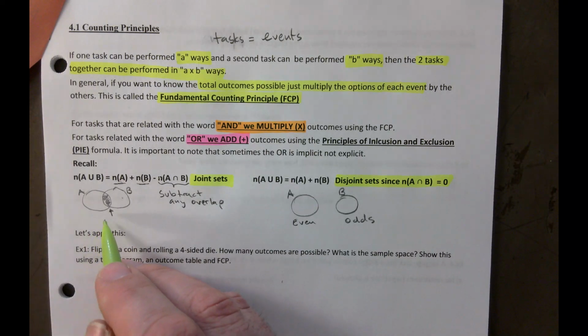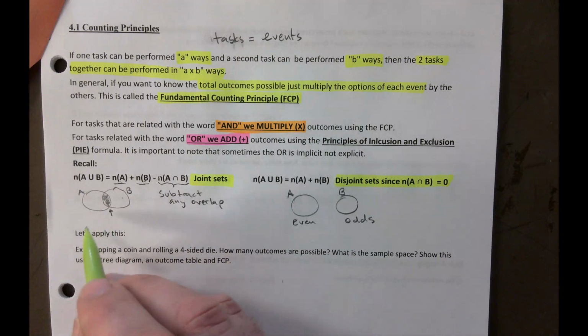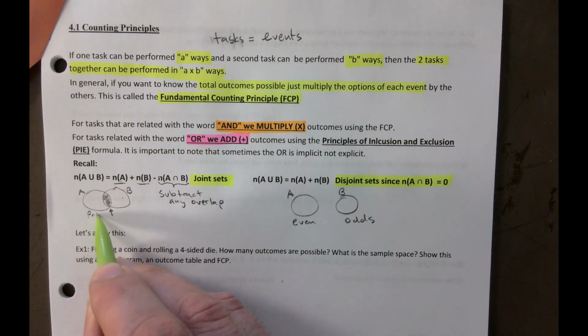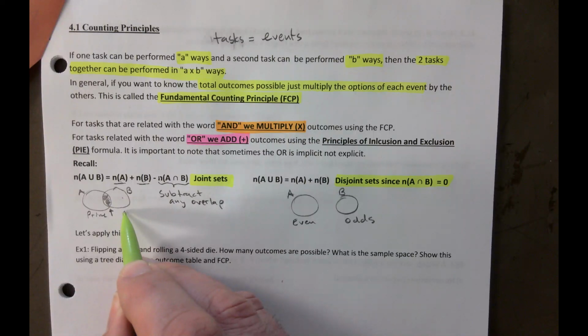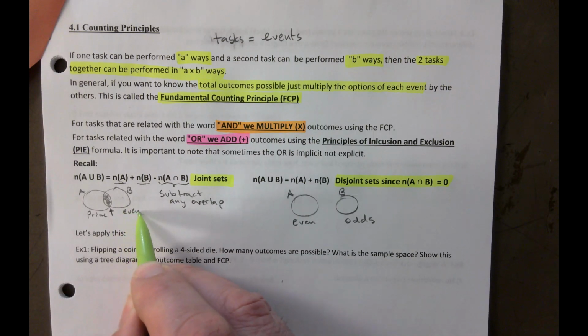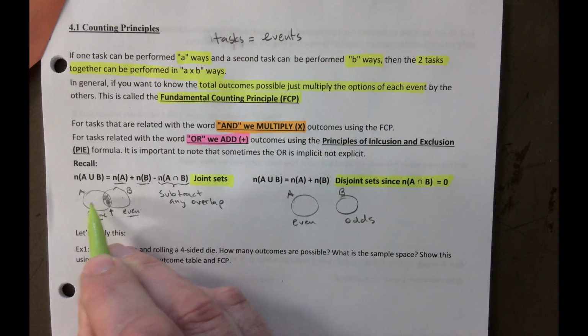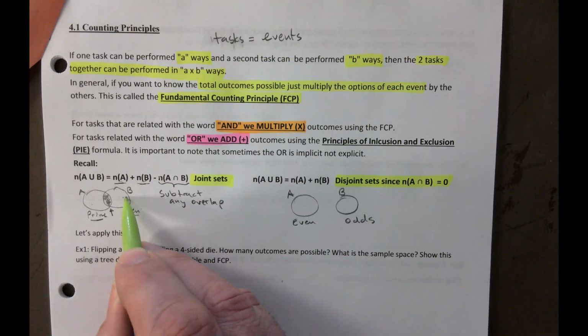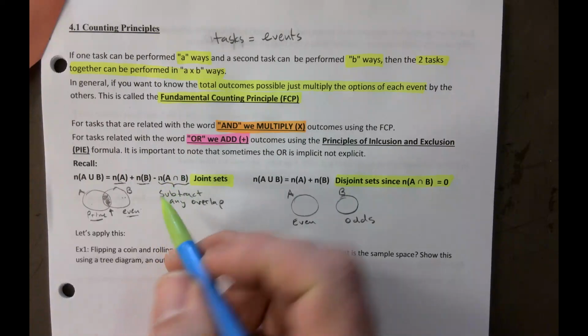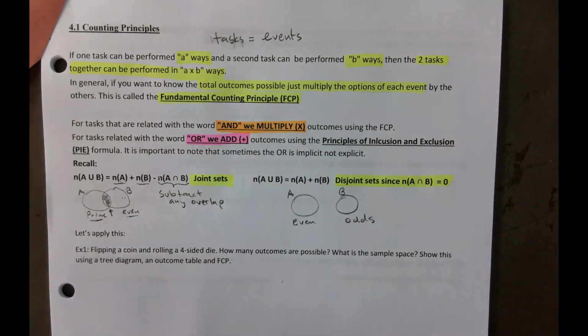Maybe I just came up with an example. If this would be your prime, and this would be your even numbers, what's in the middle here? What do they both count? You would be counting the number 2 twice, correct? And so you'd have to subtract that overlap so you're not double counting. That's all I'm saying.